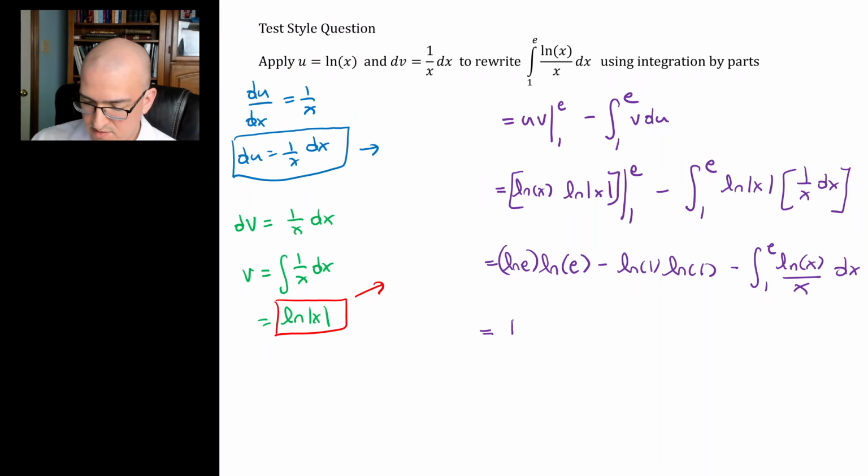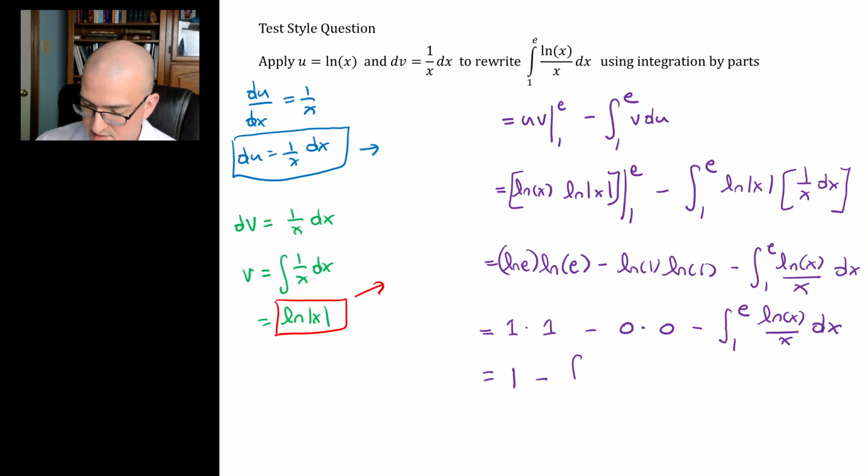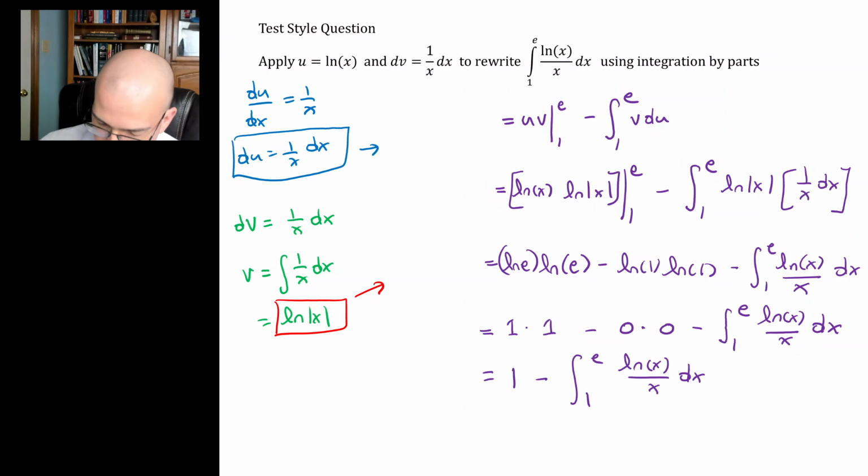Okay, ln of e is 1. So 1 times 1. Ln of 1 is 0. So 0 times 0. So we get 1 minus the integral from 1 to e of ln of x over x. That's our answer.